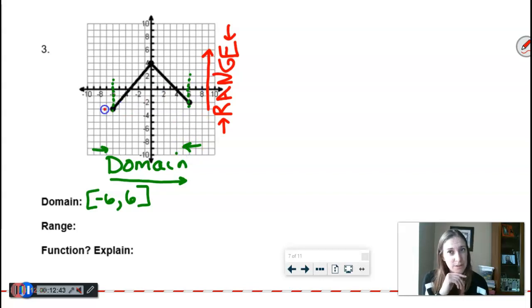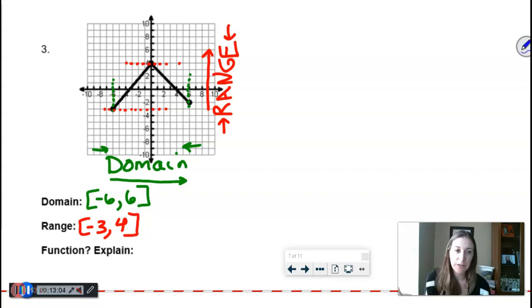So be careful. The lowest y value that this guy starts at is down here at -3, and there is a point there. And then it goes up, comes back down, but the point is they want to know the interval for which it goes through. So it doesn't go any higher than 4. Again with a bracket. And then is it a function? Yes.